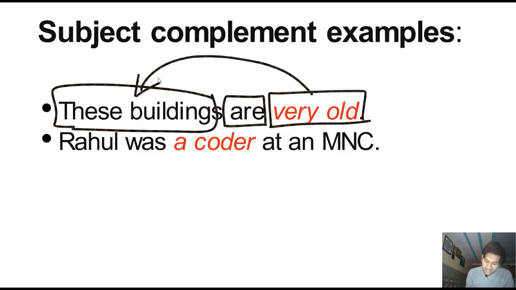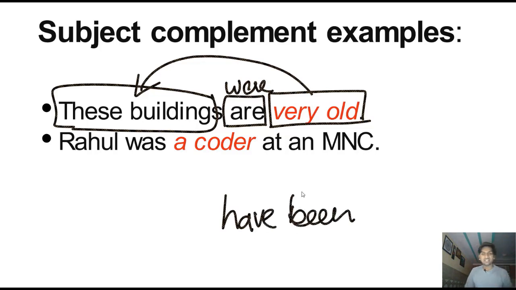These buildings are very old. These buildings were very old. These buildings have been very old. We can use different types of linking verbs, right, to link the subject to its complement, which is very old, right? We don't have an action verb here. So after this verb, very old is working as a subject complement, completing the subject.